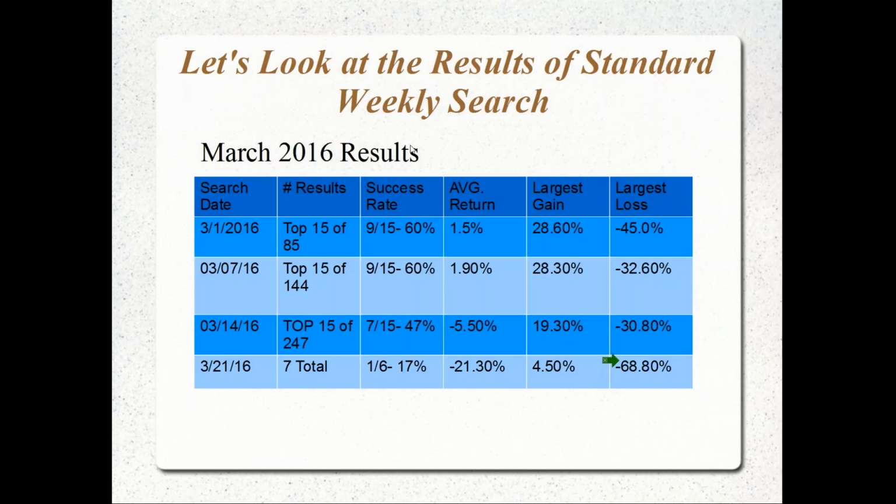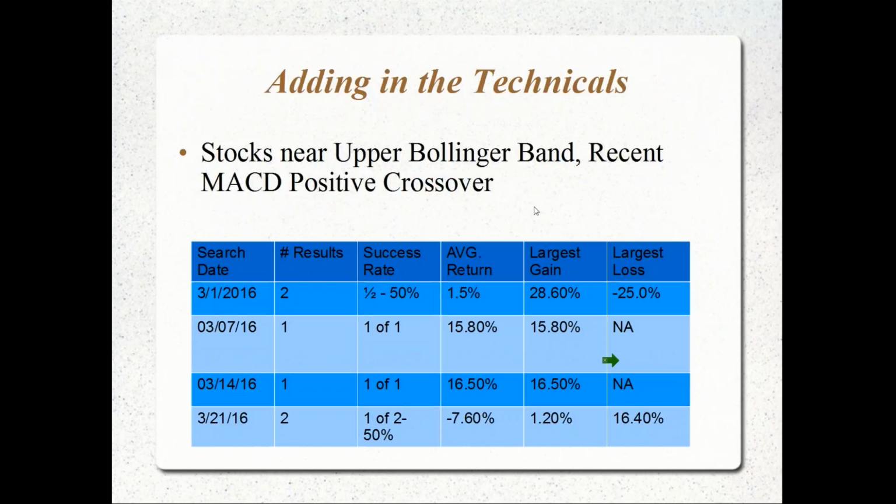So we take the same criteria that we used, looking for stocks with good earnings per share growth, mid to large cap, not having earnings, of course, between now and expiration, and the structure we wanted, and now we apply it with the MACD and the Bollinger Band. So we look for stocks that are near that upper Bollinger Band, that are showing growth, and have had a recent crossover. And what do we see?